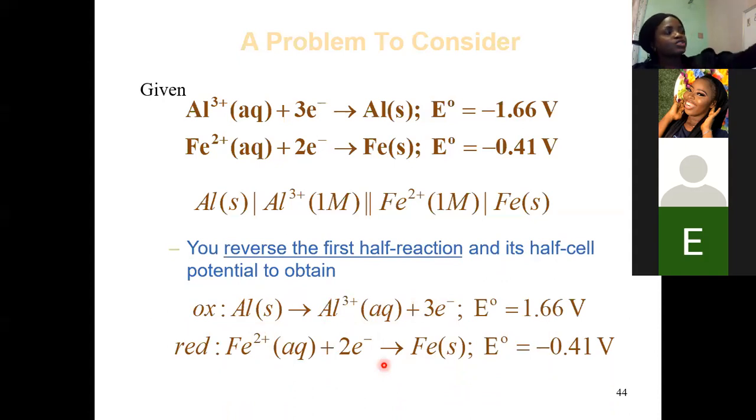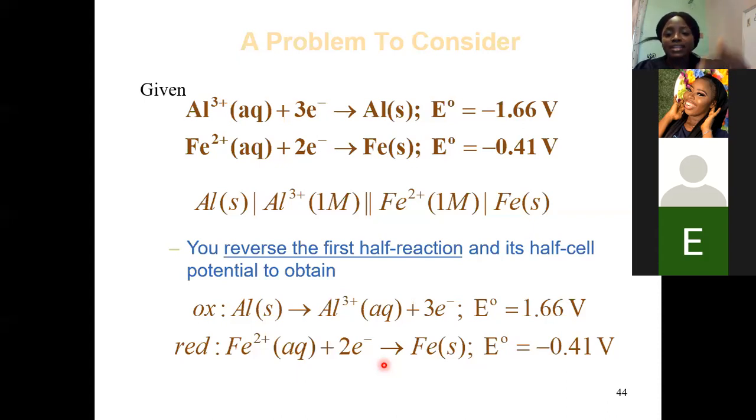In this other question too, you may want to balance the equation, depending on how the question is asked. But for this question, you really don't have to balance the equation to get your E naught value. And this is because the number of moles of the electron does not affect your E naught value.